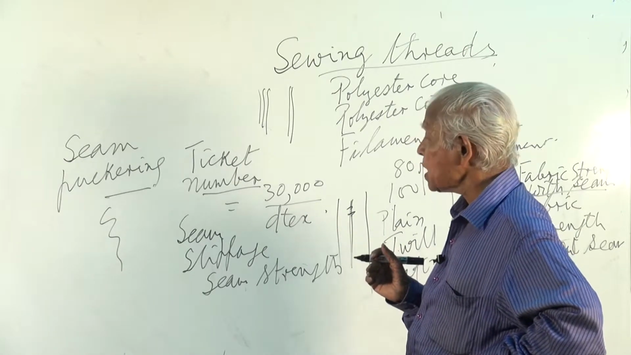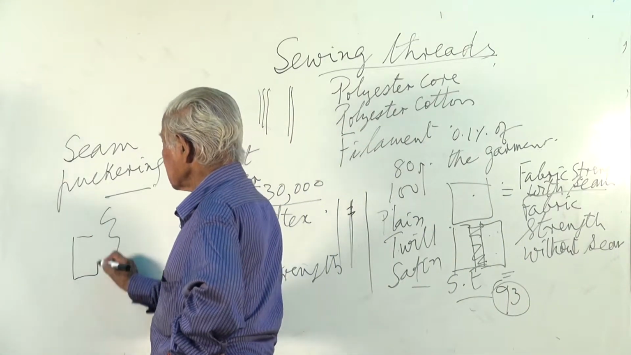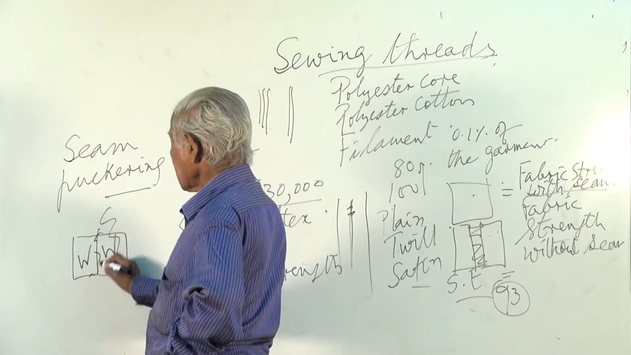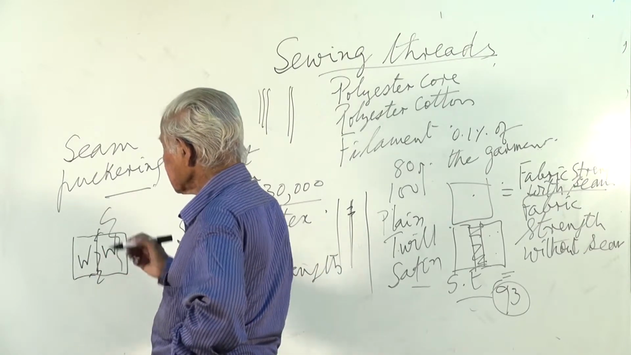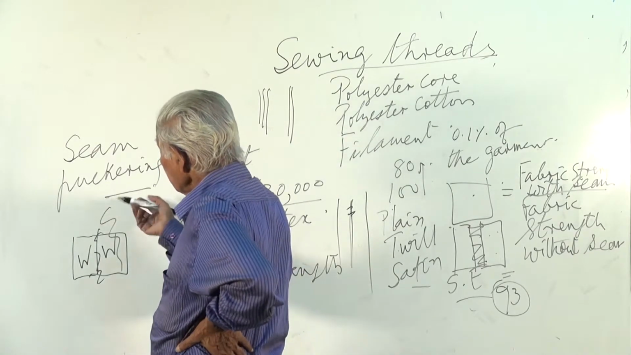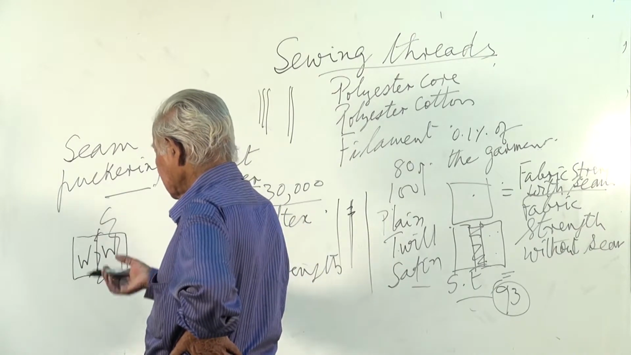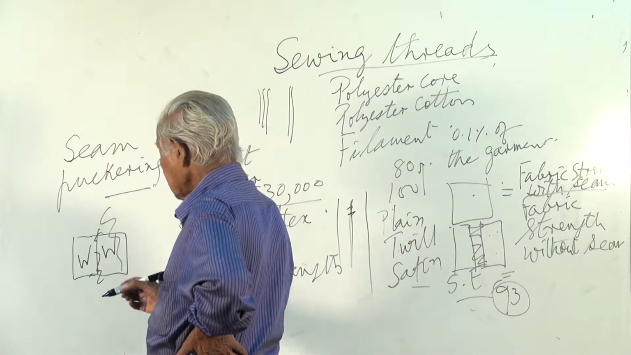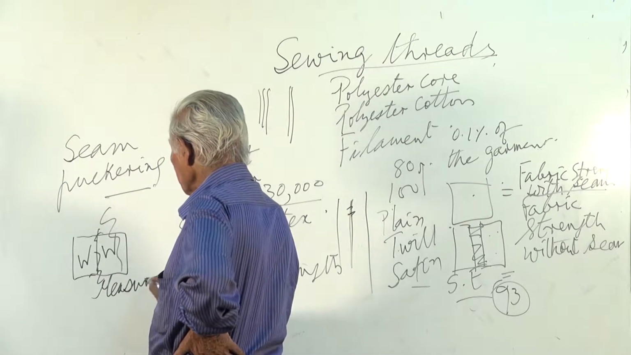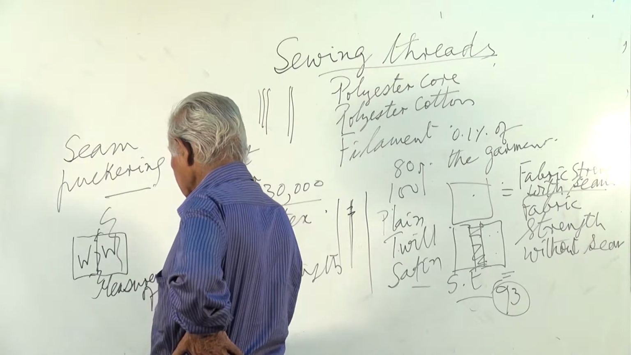Number one is the state of the fabric in which seams are put. This is warp, this is weft. So by changing the configuration, the seam puckering may be different. And seam puckering is also affected by the type of the sewing thread that is used, the tension that is applied, and the measurement of seam puckering. This has attracted the attention of so many research workers.